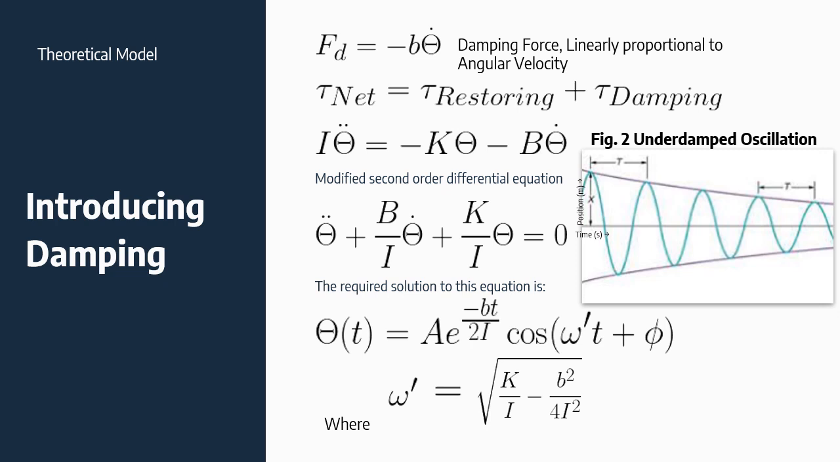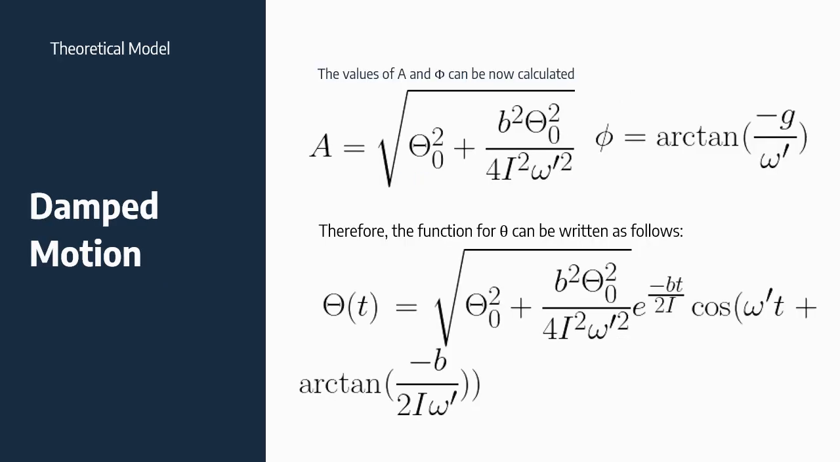We can solve this differential equation for the underdamped case, and we obtain a solution of this sort, where omega dash is the damped angular frequency. Figure 2 shows just an example of an underdamped oscillation. That has nothing to do with theta in this context, but that's just an example of what underdamped oscillation might look like.